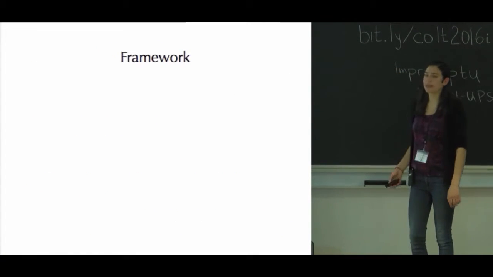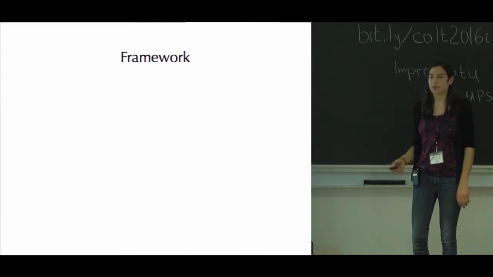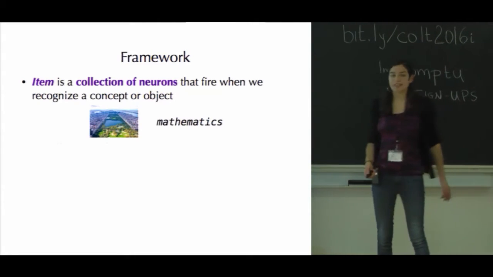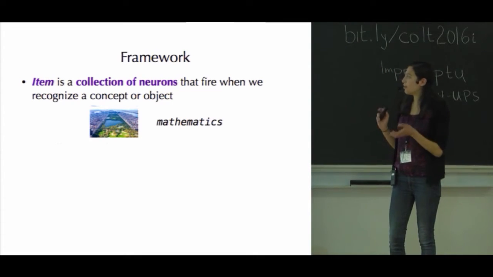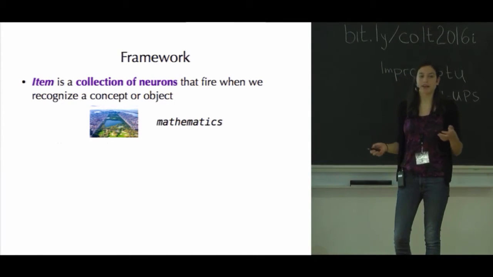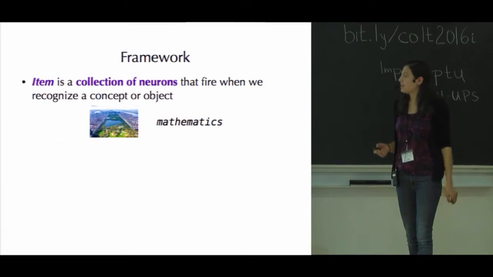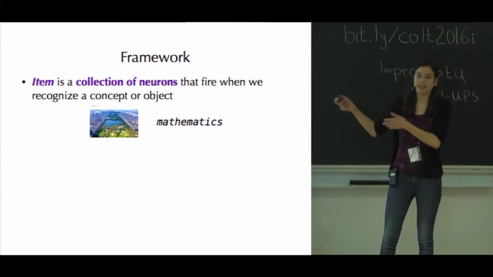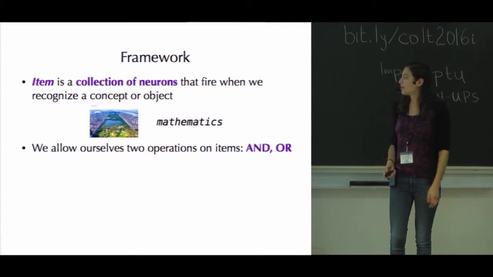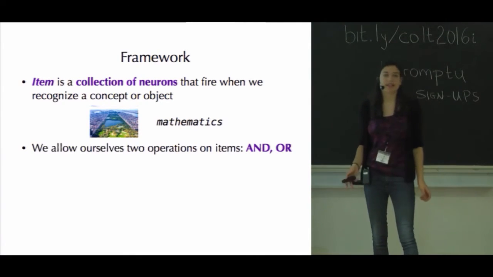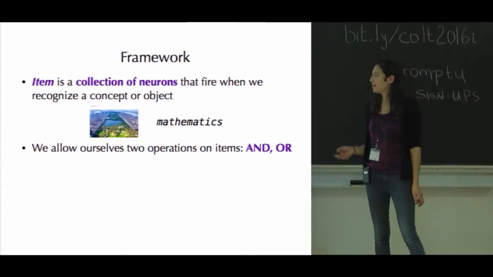So we'll be working in a very basic framework, and it just requires a couple of definitions. First, we say that an item is a collection of neurons representing a concept or an object. So the item will fire if we recognize the object or concept. This can be something concrete, like a place like Central Park, or something more abstract, like our notion of mathematics. And we're allowed two operations on items. We can take the AND of two items, or the OR of two items.